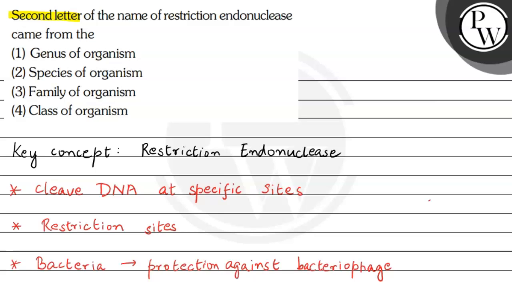Now every restriction endonuclease has a particular naming pattern. So there is a nomenclature for every restriction endonuclease. If we take the example of EcoRI, let's see how the naming of EcoRI takes place. First of all, the Eco stands for the bacterial species from which this enzyme is derived. So basically EcoRI is derived from Escherichia coli.